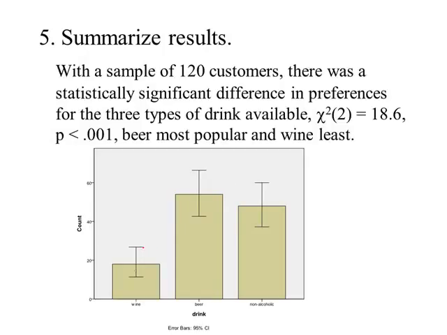For wine, however, we see that neither of these confidence interval bars overlap with the one for wine, which suggests that wine is chosen significantly less times than either beer or non-alcoholic. So if they overlap, we can't say they're significantly different. If they don't overlap, this implies that they are significantly different.